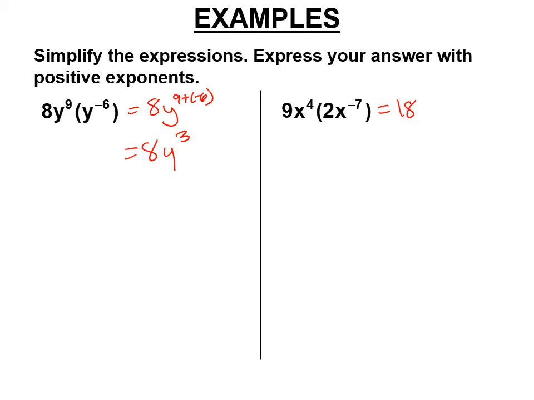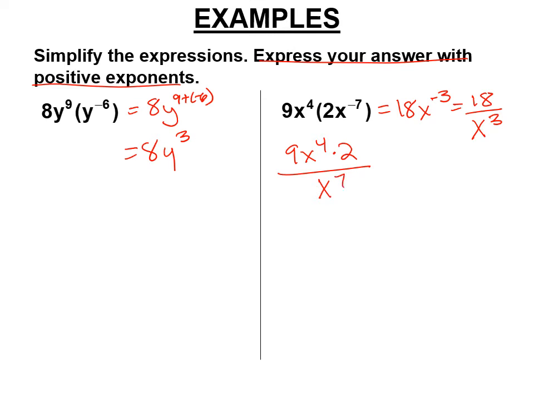X to the 4th times x to the negative 7th is x to the negative 3rd. It says express your answer with positive exponents. So the 18 stays and the x to the negative 3rd goes down there. Or you could have done it this way. Everything that doesn't have a negative exponent stays where it is. The thing with the negative exponent goes to the bottom and flips. And you get the exact same answer, in two different paths.